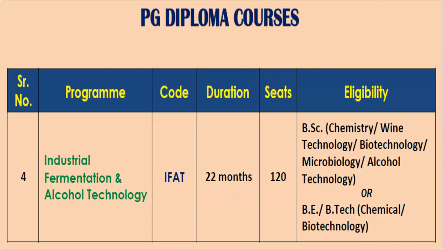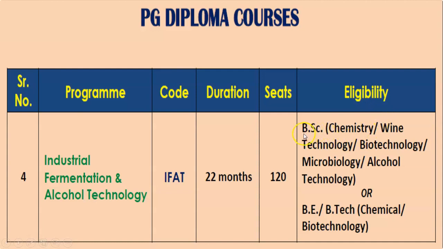This course is of 22 months duration and the program name is Industrial Fermentation and Alcohol Technology. This is the code of this course, IF80. The duration of the course is 22 months. Total seats available for this course are 120, and this is the eligibility.